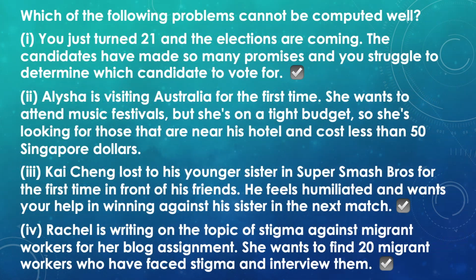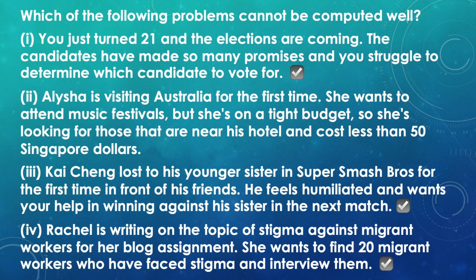Okay, so the next 4 options, as you can see here, the correct answers are 1, 3, and 4. So question 1, you just turned 21 and the elections are coming. The candidates have made so many promises and you struggle to determine which candidate to vote for. So the reason why it can't be computed well is because it's too broadly defined. So you can't really determine which candidate to vote for, so that is not really a problem that can be computed well.